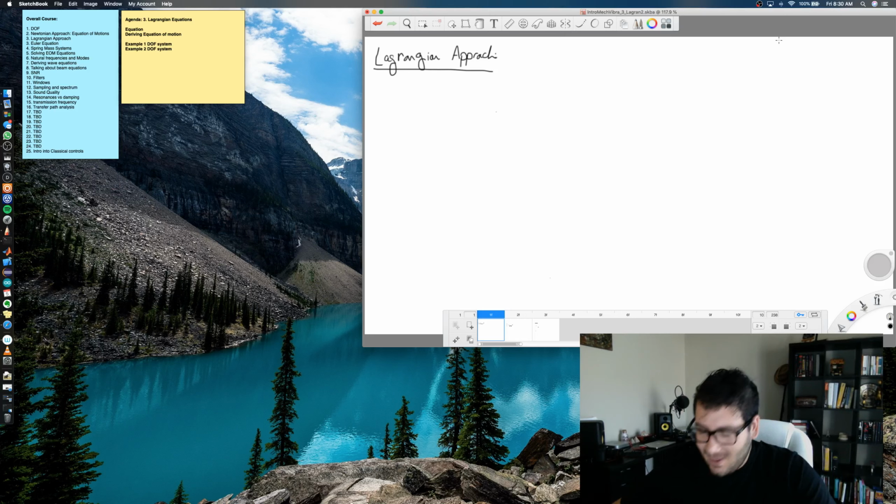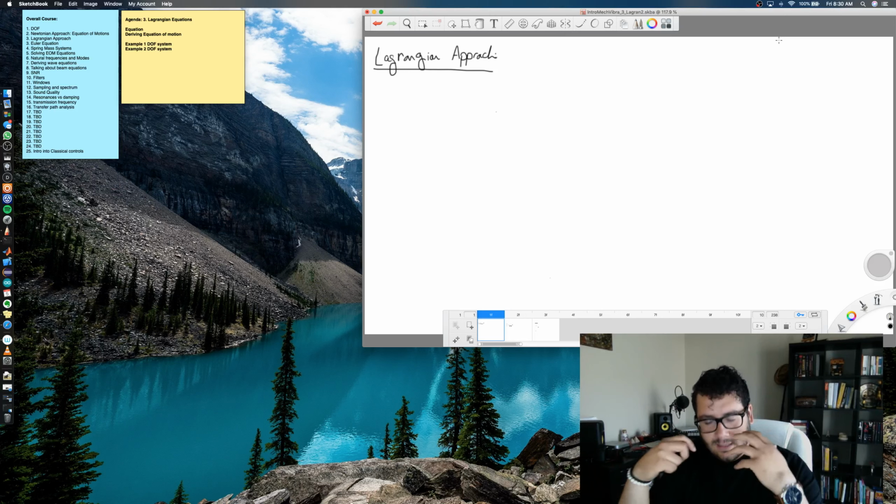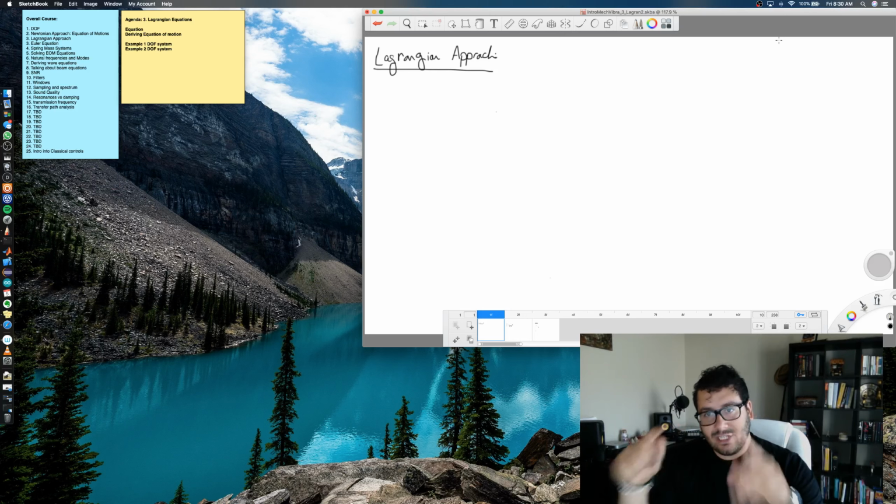Today we're going to be discussing the Lagrangian approach. The Lagrangian approach is an energy approach, so it really relies on conservation of energy. It assumes the system is a conservative system, where you're not actively losing energy or losing work out of it. I'll actually show you how we account for this.